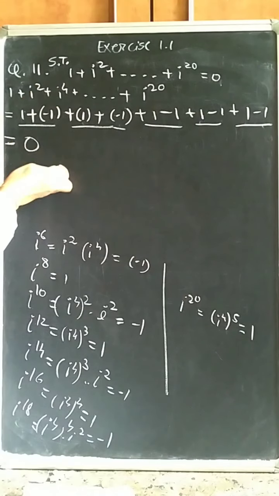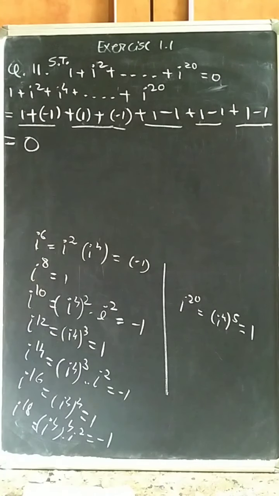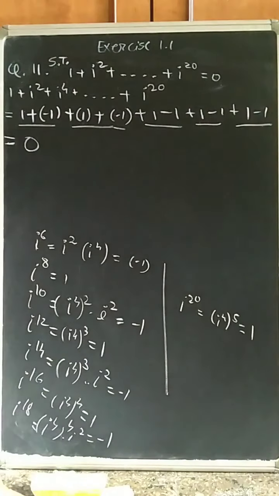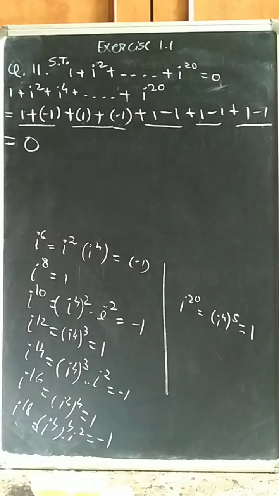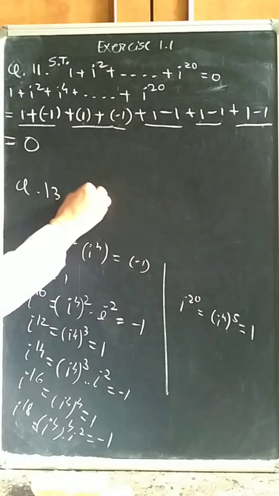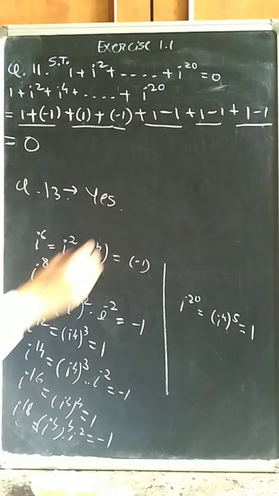Therefore, hence proved, means we have to prove this equals 0. We get it. Now question number 12, show that 1 plus i raised to 10 plus i raised to 100 minus i raised to 1000 is 0. This is easy, so this is homework for you. Now next question: is 1 plus i raised to 14 plus i raised to 18 plus i raised to 22 a real number? And justify your answer. So the answer is yes. Question number 13. The answer is yes, it is a real number.